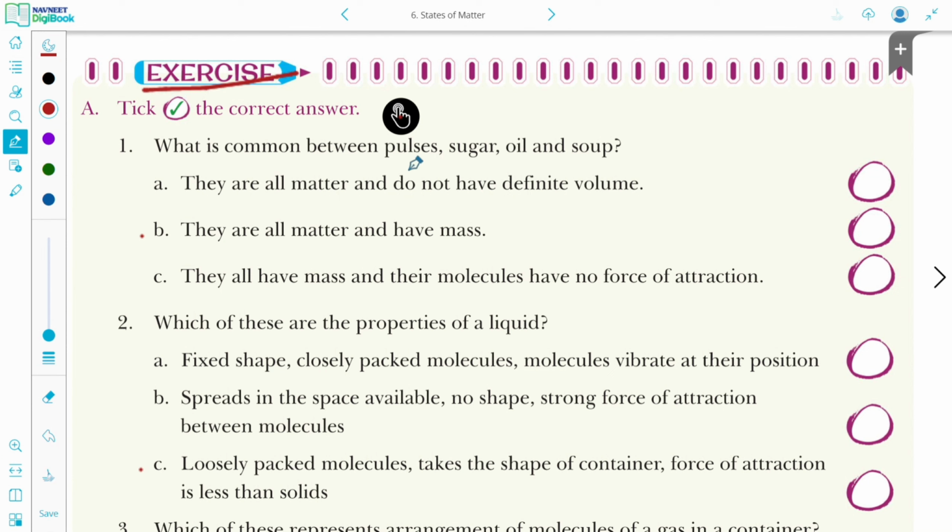What is common between pearls, sugar, oil and soup? Option A, they are all matter and do not have definite volume. Option B, they are all matter and have mass. Option C, they all have mass and their molecules have no force of attraction. The correct answer is option B. They are all matter and have mass.